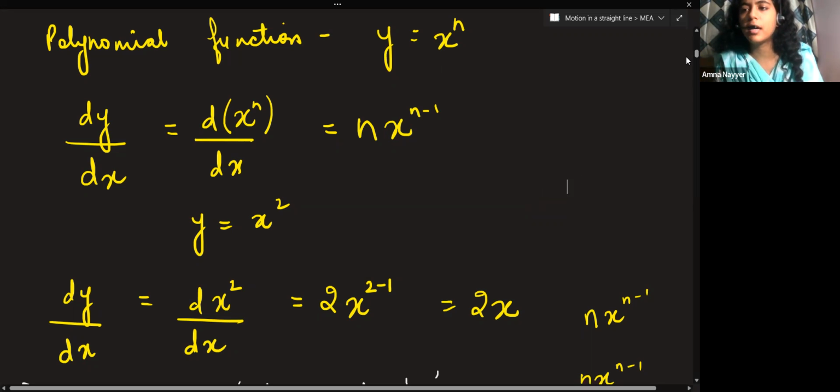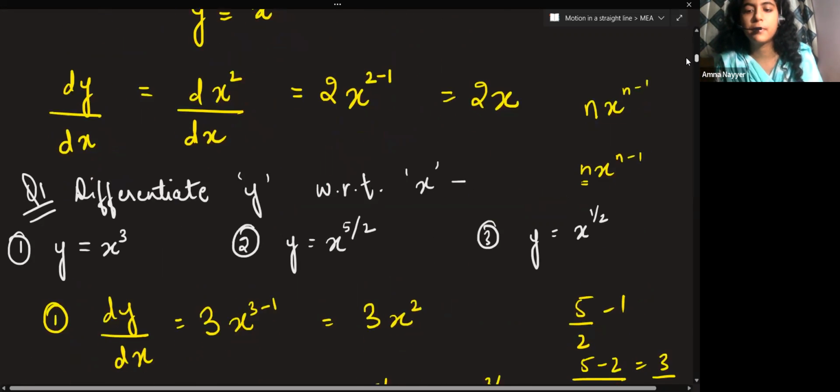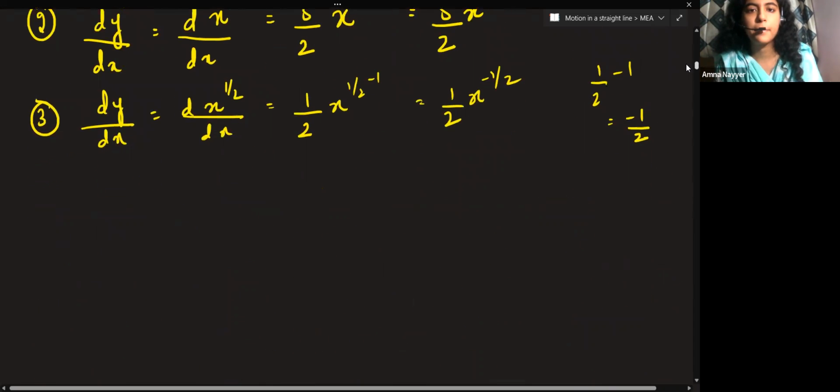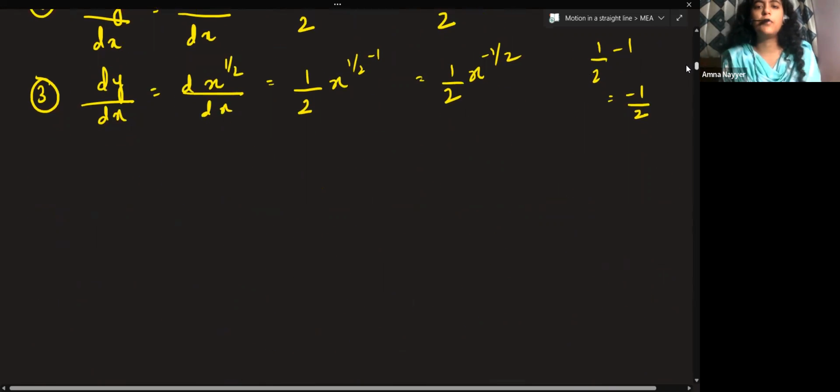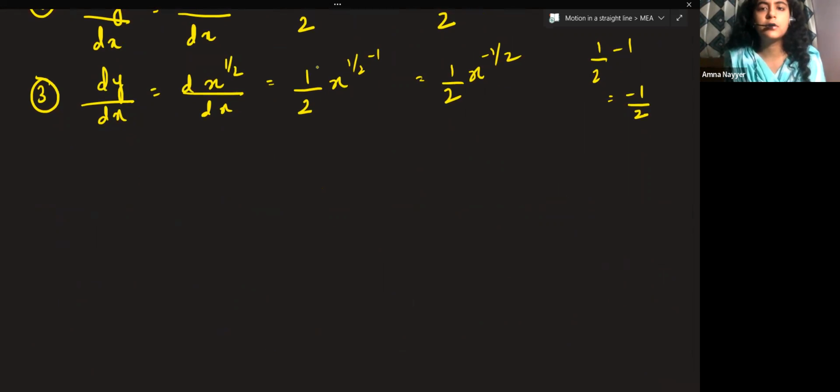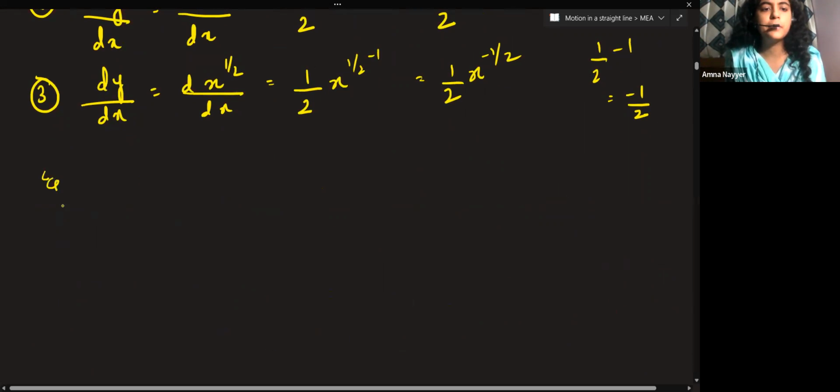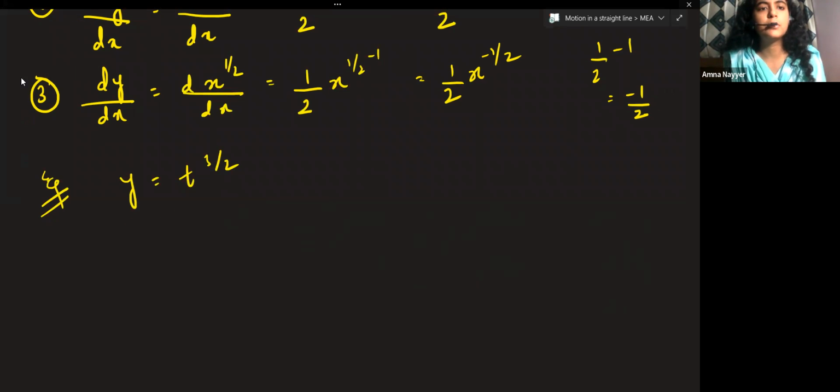So just try one more yourself. One more example from here. Then we'll do the applications where it is used, and all the properties that are included. So y is equal to t to the power 3 by 2. Or make it x to the power 3 by 2.